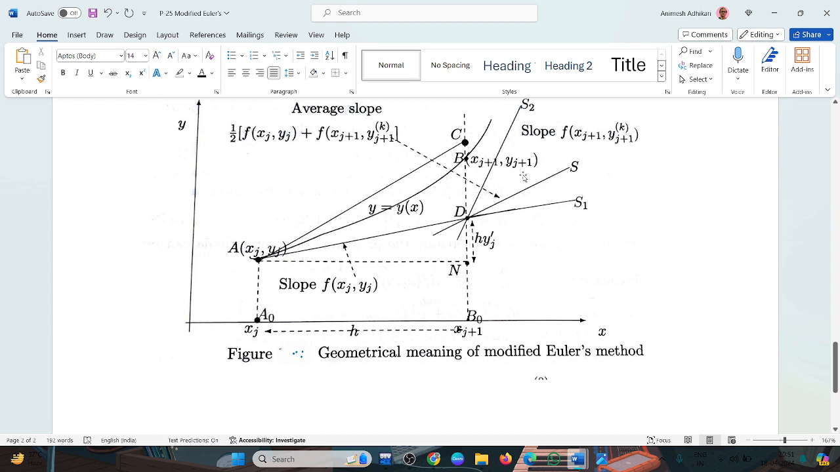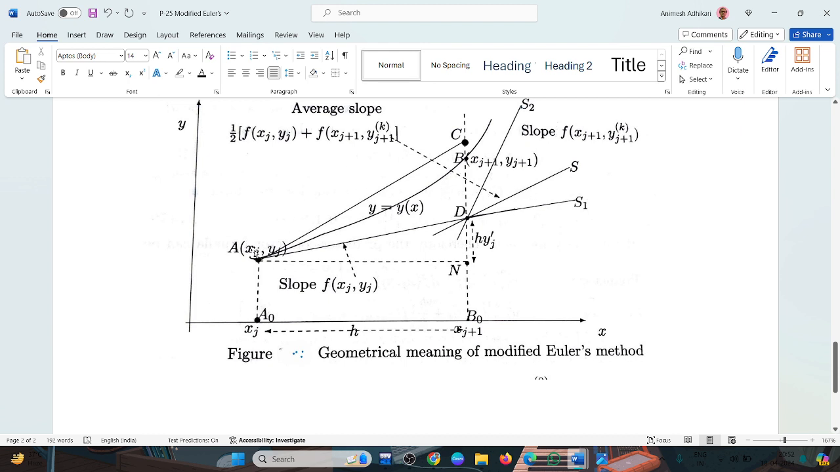And at this point we again find the value, this s2. This is the function f of x1 comma y1 of the k iteration. This is the slope s2. Now this slope s1 and this slope s2, the average of these slopes is s. So s is the average slope of s1 and s2, that is half into f of xi, yi plus f of xi plus 1, yi plus 1 of k. That is the average slope.